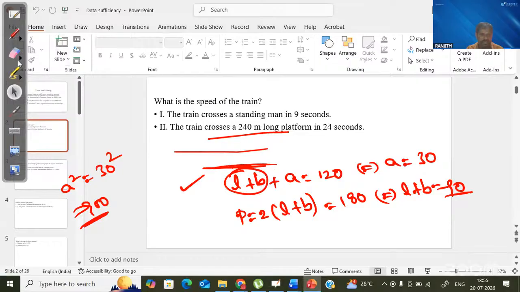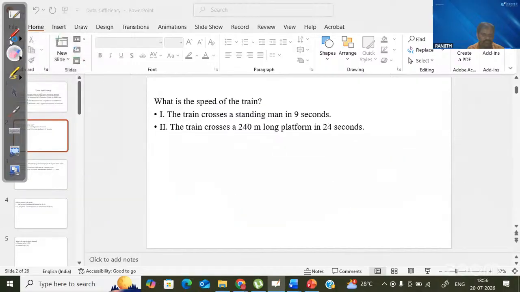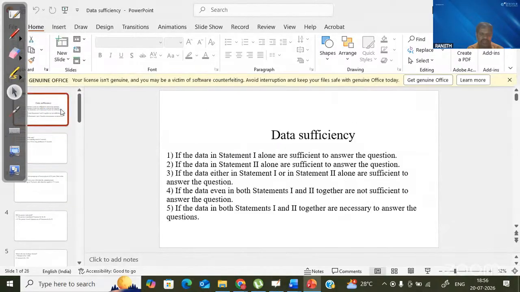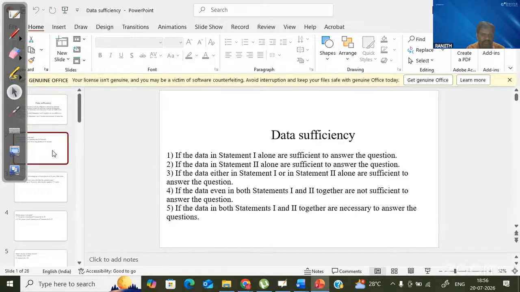What is the answer for this one? We know data sufficiency, right? Whether the data is sufficient to answer the question or not. So statement one alone, statement two alone, and either statement one or statement two alone. So let's see the question.